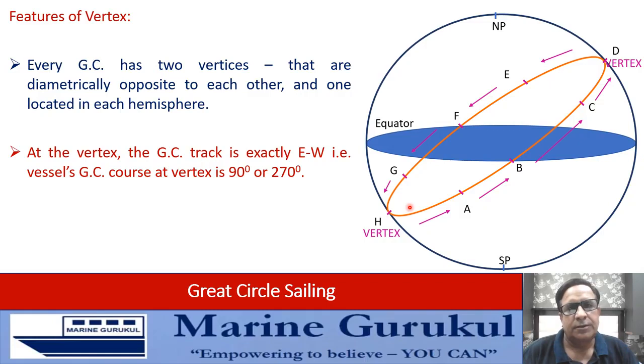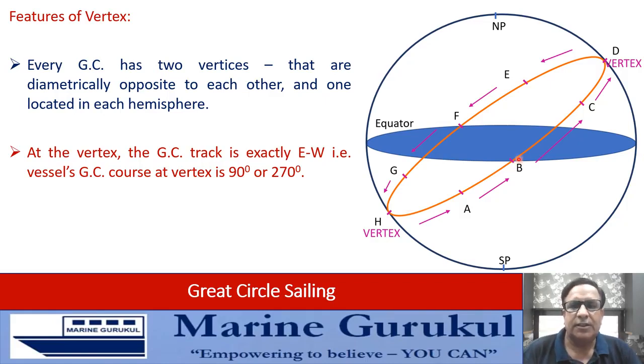At the vertex, the great circle track is exactly east-west, and the other way of saying the same thing is that the great circle course of the ship at the vertices is east or west. That means it does not have any northerly or southerly component.